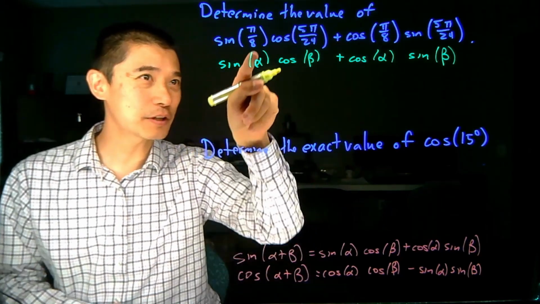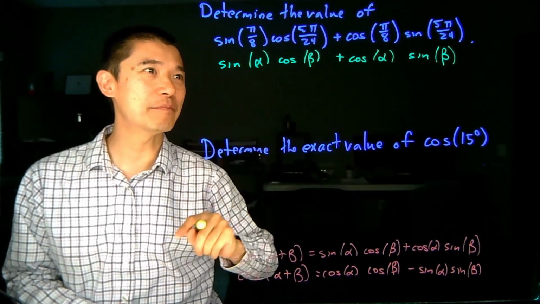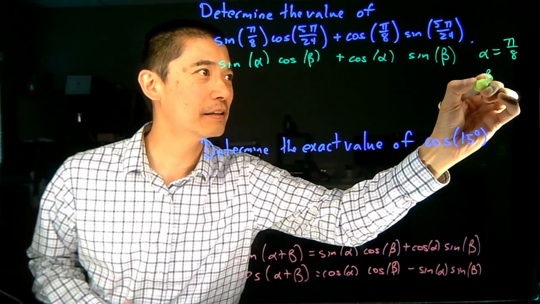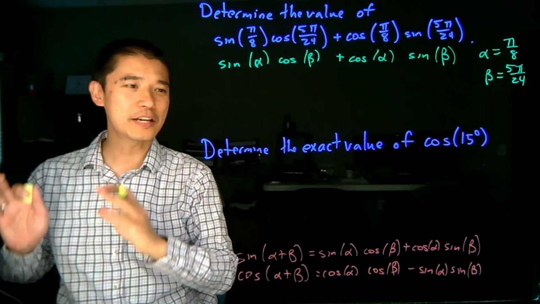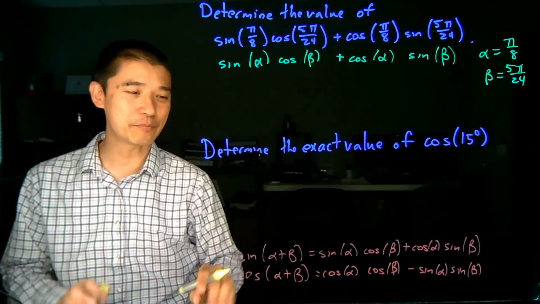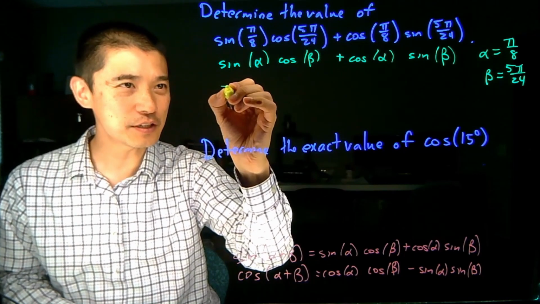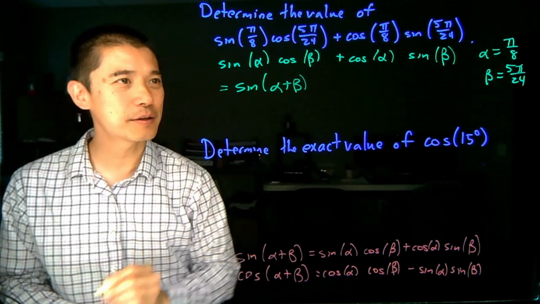So in this case, if we do the comparison, we can see the alpha terms are pi over 8, and the beta terms are 5 pi over 24. So I'll write that over here. Alpha is equal to pi over 8, beta is equal to 5 pi over 24. Now this is nothing more than pattern recognition. Once you know what patterns you're looking at and trying to match up with, it's just a matter of finding the right match. Once we have this, we know that this is equal to sine of alpha plus beta.